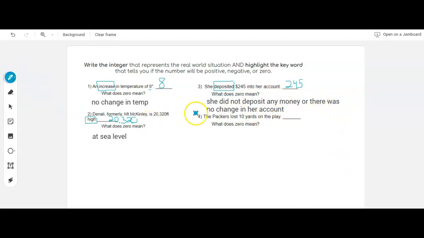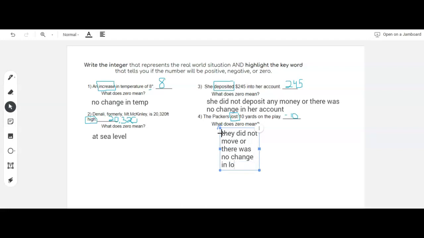All right, looking at our next one, the Packers lost 10 yards on the play. Lost was up top, I believe. And lost means I'm losing things, so that one I get to put a negative, and I use the 10. What does 0 mean? Well, the Packers lost 0 yards on the play. What does that mean? That means they did not move, or there was no change in location. Okay, so every time it asks what the meaning of 0 is, you put 0 in there and you're deciding what that meant for the story.